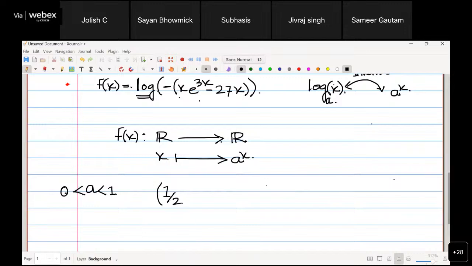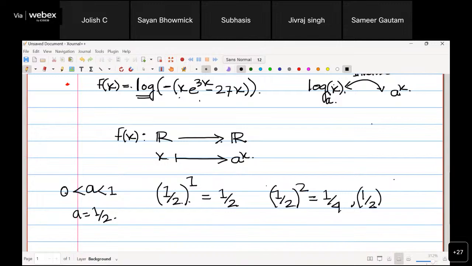Let's say a equal to half, right? So half power 1 is half. If I take half power 2, this is 1 by 4. If I take half power 3, this is 1 by 8. So if you increase the value of x, then the value of a power x will decrease, right?